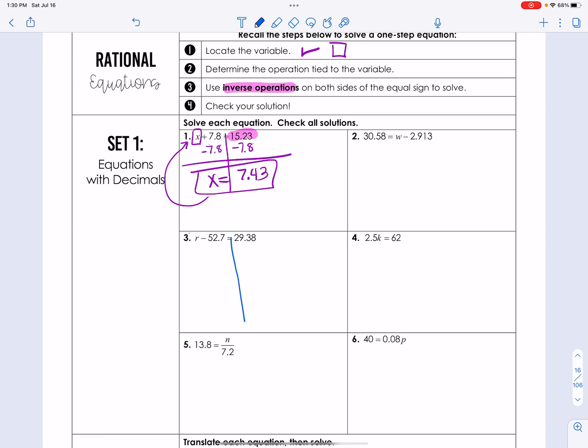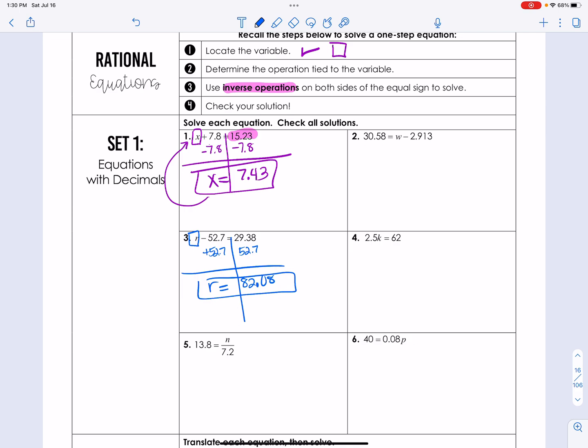Okay, so on the next one, I'm going to jump to 3. So here's this. I'm subtracting 52.7, so the opposite operation is to add 52.7. And so my answer on this is 82.08. So go ahead and check that, make sure it's right, and we're good to go.